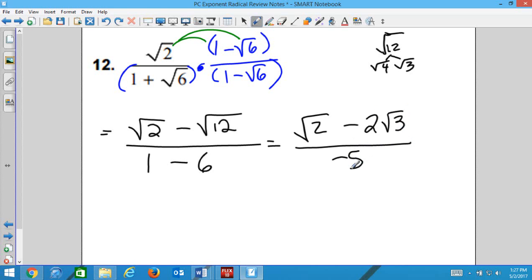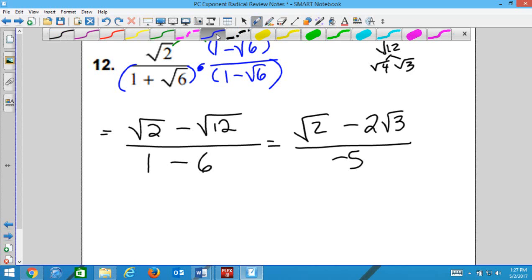Is that simplified? When we talk about simplification rules, is that simplified all the way? Why? What's wrong with that? It has to do with negatives. It's not necessarily that there's 2 negatives, but it has something to do with a negative. What can we not have? You cannot have a negative in the denominator. It's just a simplification rule.